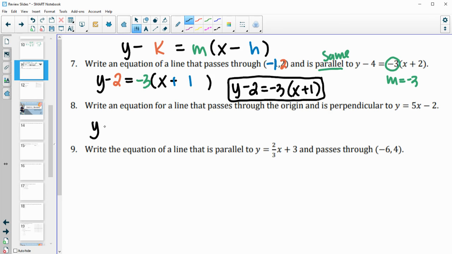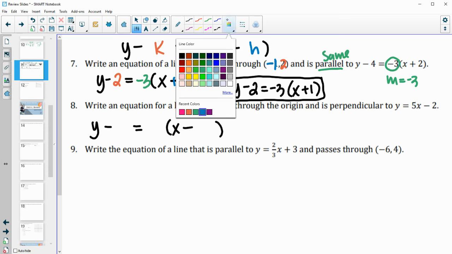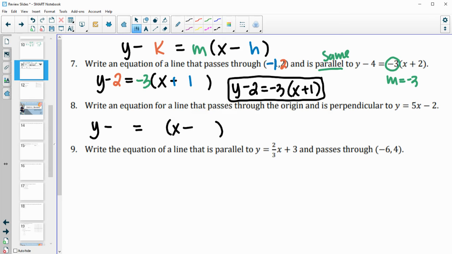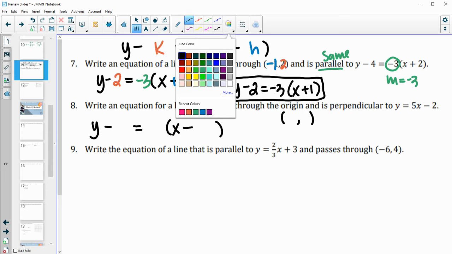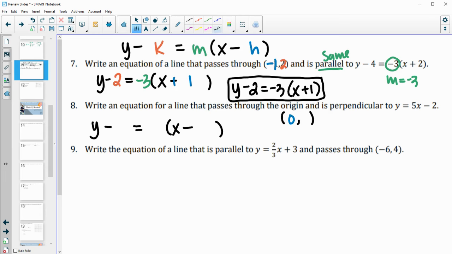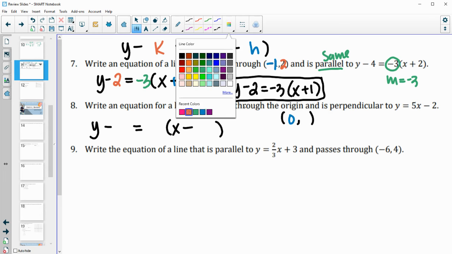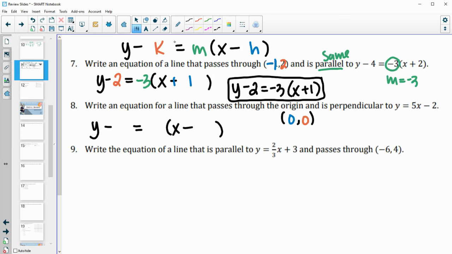So same idea for this one. We're going to have y minus the y coordinate equals the slope times x minus the x coordinate. And we want our equation to go through the point that is the origin. So our origin is our original point, and that's the point 0, 0. So then we're going to have y minus 0, and we're going to have x minus 0.